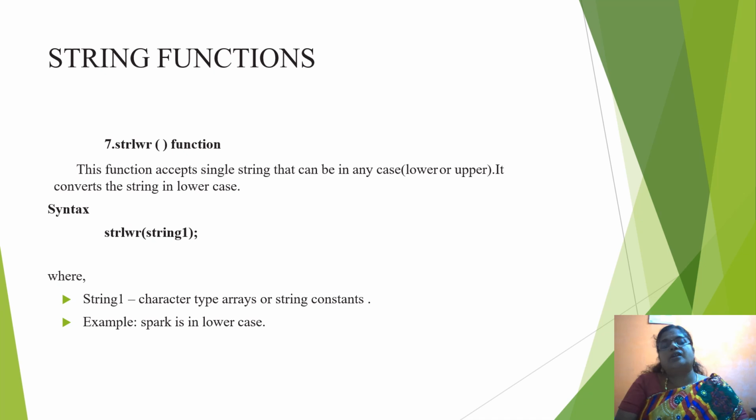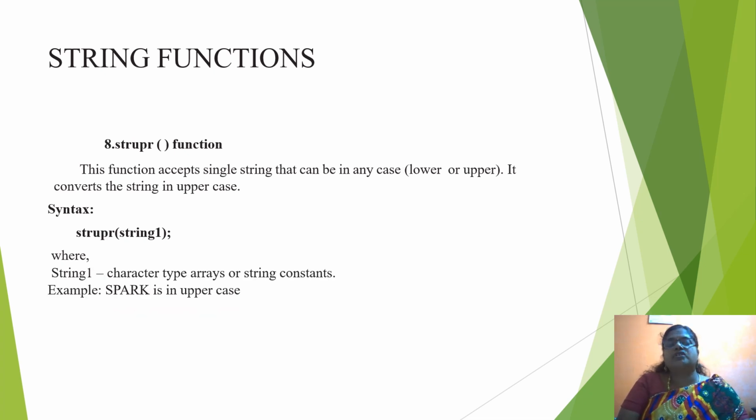The strlwr function accepts a single string that can be in any case, lower or upper. It converts the string into lowercase. strlwr(string1), where string1 is a character type array or string constant. Example: spark is in lowercase.